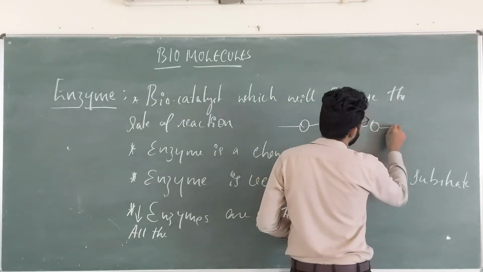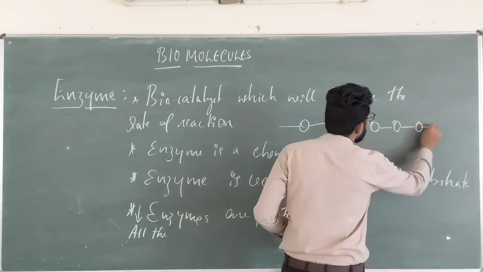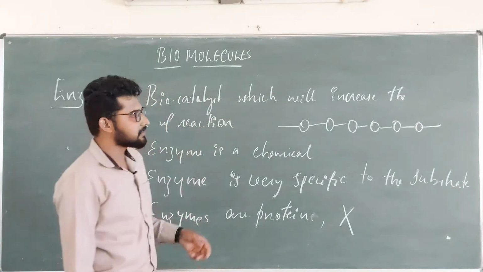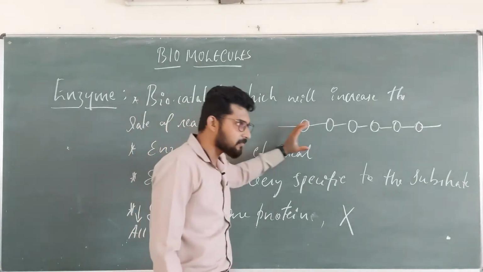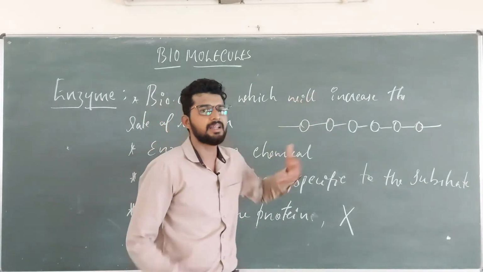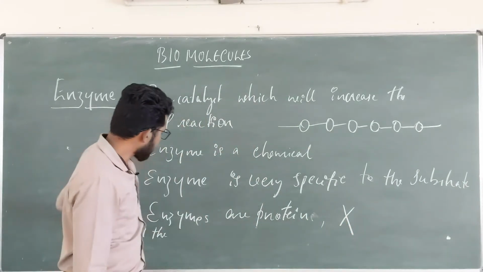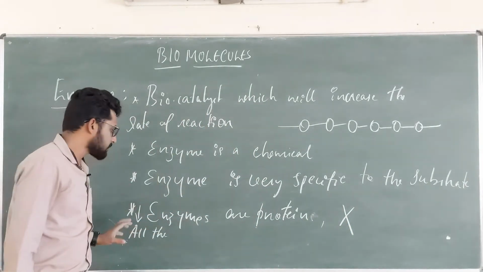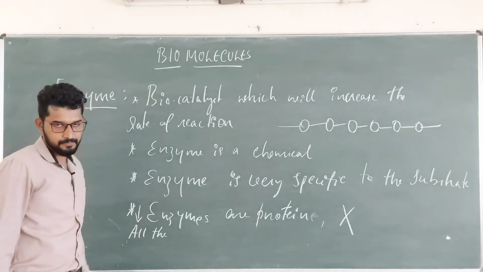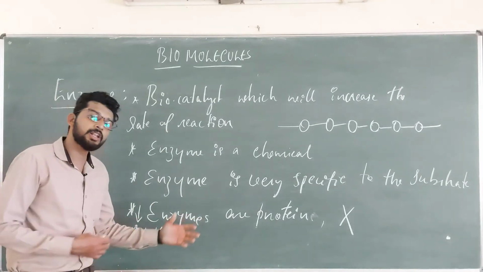That is made up of amino acid. When you have a huge polymer which is made up of amino acid monomers, of course it is a protein, right? So the enzyme is made up of amino acid, so the enzymes are known to be protein. But what about all the proteins?